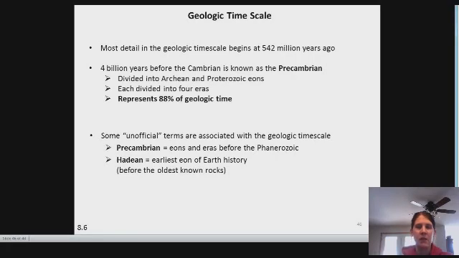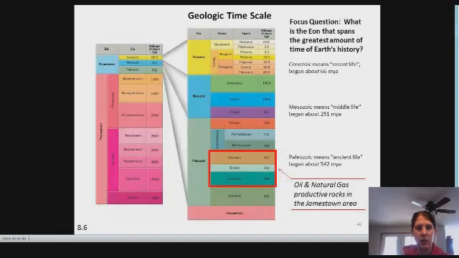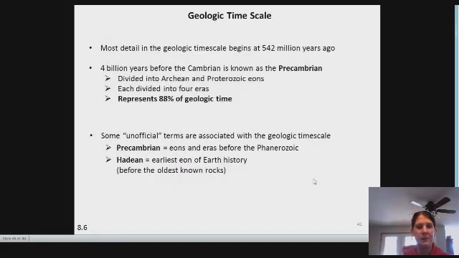There are also some unofficial terms associated with the timescale. The Precambrian is just what we call everything before Cambrian. So here's our Cambrian period, and everything before that is Precambrian. It's just easier to put it that way because there's very little information to really divide these up. You almost never hear anyone talking about a specific one. And then Hadean, which is the earliest eon of Earth's history. This is before the oldest known rocks.